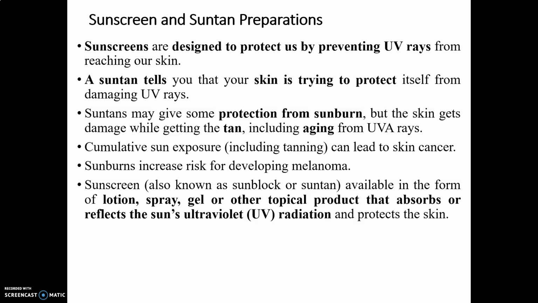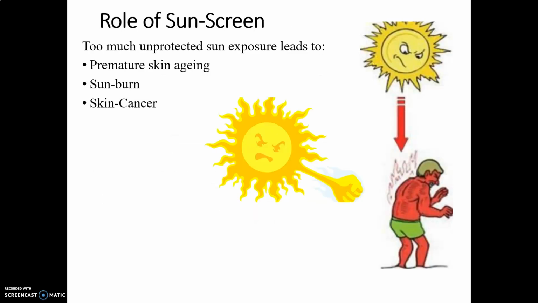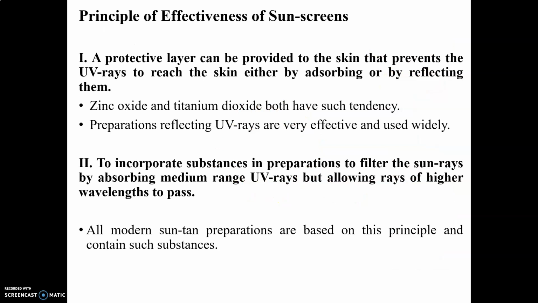So to protect our skin from these particular rays, sunscreens are available in the market in the form of lotion, spray, gel. Other topical products are also available which will either absorb or reflect the sun's ultraviolet radiation and protect us from the harmful radiation. So the role of sunscreen is mainly to protect from premature skin aging, sunburn and skin cancer.